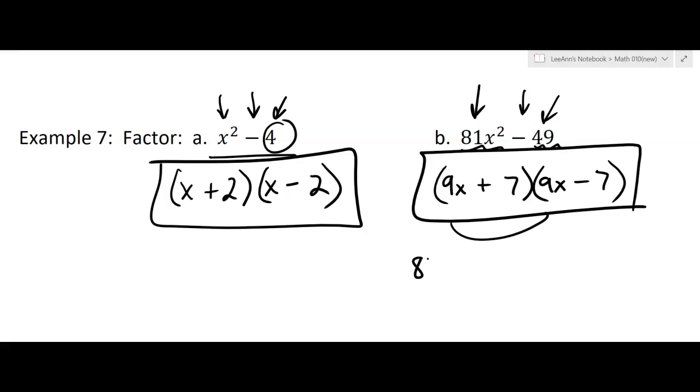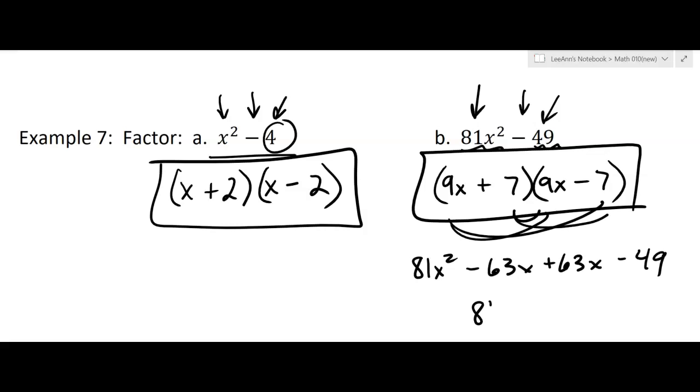Again, you can check it with FOIL. That's 81x squared. That's a negative 63x. This is a positive 63x. Those are going to cancel out. And then that's going to be a negative 49. So you get 81x squared, those cancel out, minus 49. That's the check.